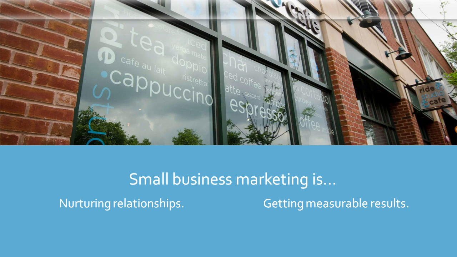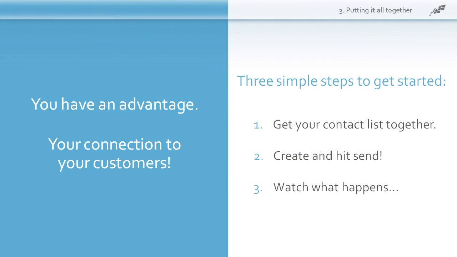Small business marketing, if you follow the common thread here, is about nurturing relationships. This is based on sending emails to people who know your company, who opted into receiving information, and therefore there's a connection between the two. And by doing that, you get measurable results, okay? So as a small organization, as opposed to Ford Motor Company, for example, you have this human connection with people.